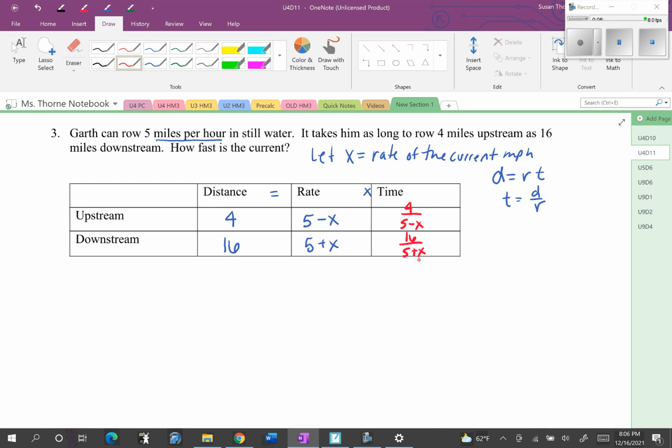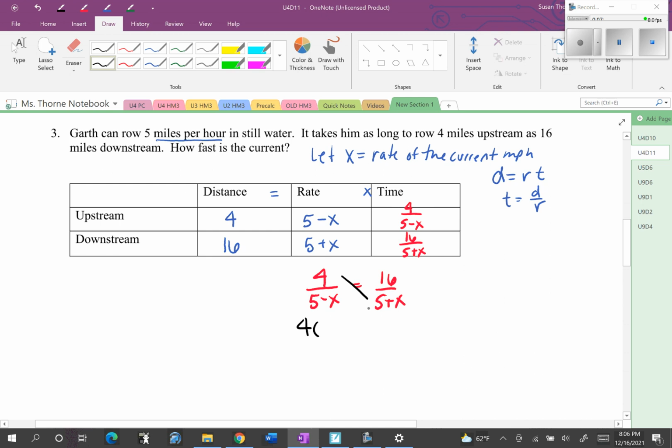It tells us again that it takes him as long to row 4 miles upstream as 16 miles downstream. So we know that means that the time is the same for both of them. So we just have to set these equal. So 4 over 5 minus x equals 16 over 5 plus x. And so then the next step would be to cross multiply to solve.